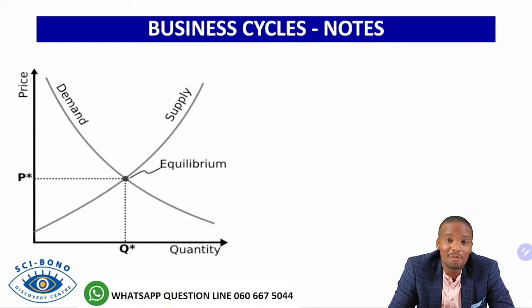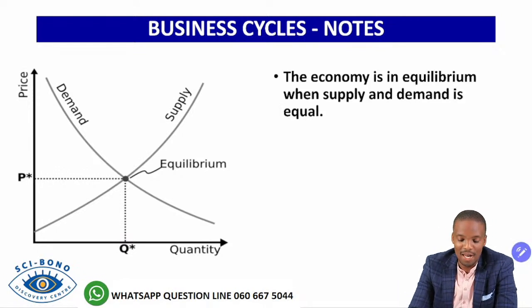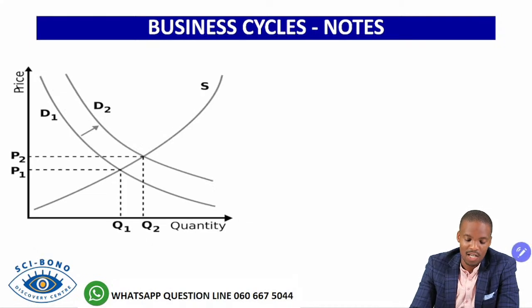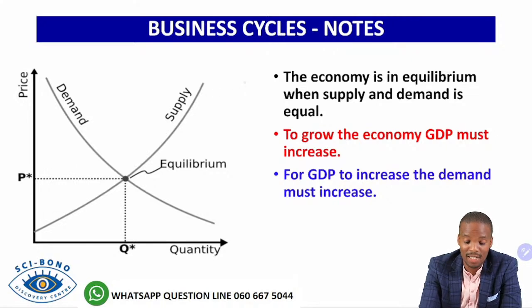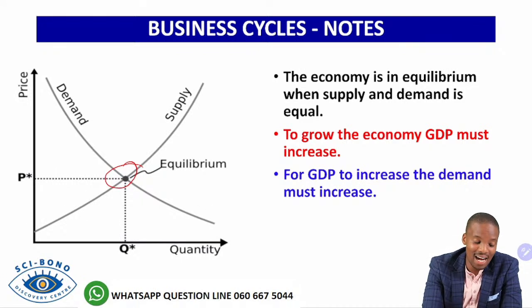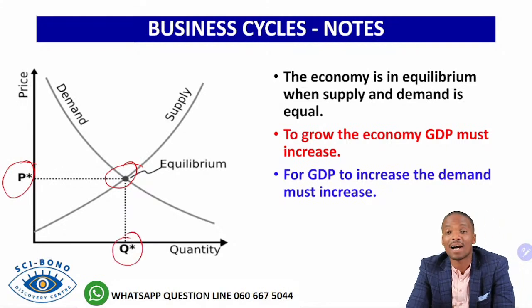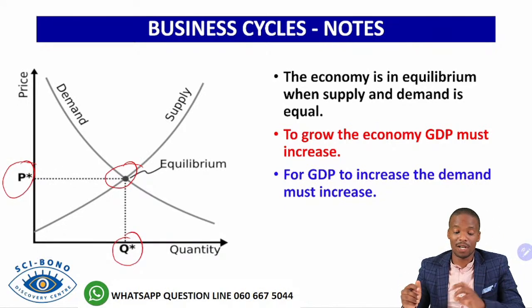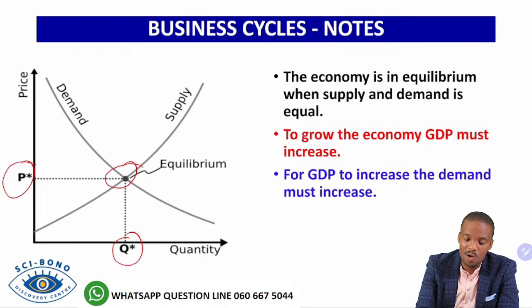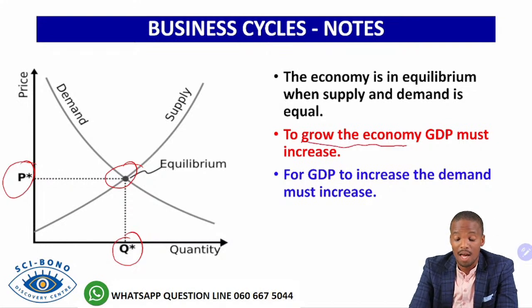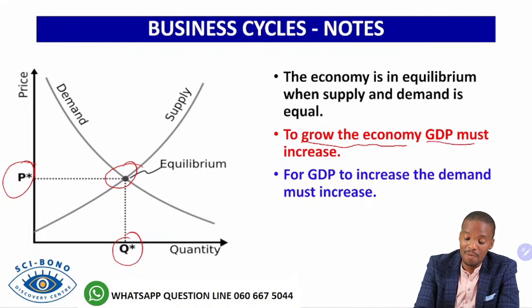Then let's explain it in the form of a graph. It's a basic demand and supply graph. So what we are saying is that there is the supply of bread and there is a demand for bread. And then the equilibrium point there means the quantity demanded is equal to the quantity supplied at the agreed price. So the economy is at the equilibrium there. However, we don't want it to be stationary. We want the economy to grow. And for the economy to grow, GDP must increase.